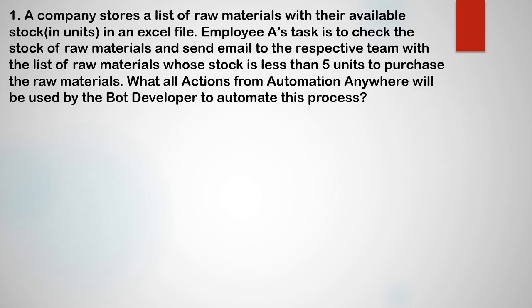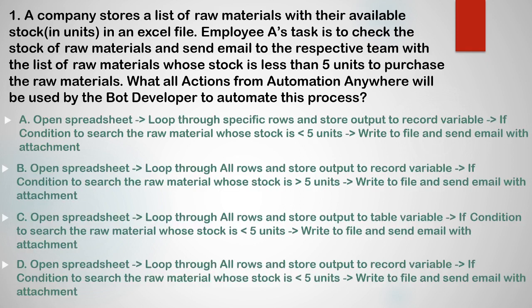A company stores a list of raw materials with their available stock in units in an Excel file. Now the task of employee A is to check the stock of raw materials and send email to the respective team with the list of raw materials whose stock is less than 5 units to purchase them. So what all actions from Automation Anywhere will be used by the bot developer to automate this process? And these are the options. So you can pause this video to analyze which could be the correct answer to this question.